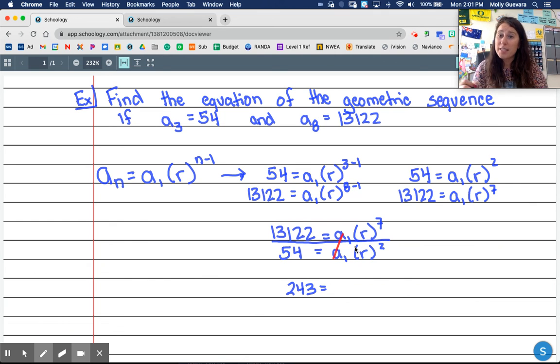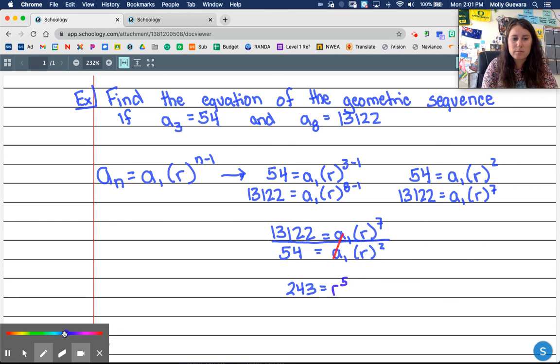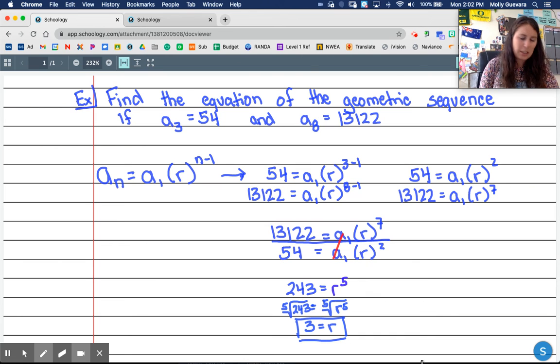I have 7 r's on top, 2 r's on bottom, so 2 cancel, and I'm left with r to the 5th. Okay? Then I can take the 5th root of r to the 5th and the 5th root of 243, which gets me 3 equals r. So that's exciting. 3 equals r. So this tells me I'm multiplying by 3 every single time. Times 3, times 3, times 3, times 3, right?